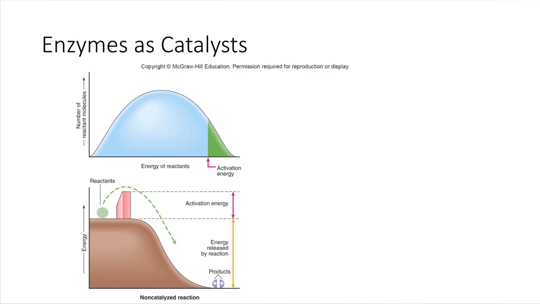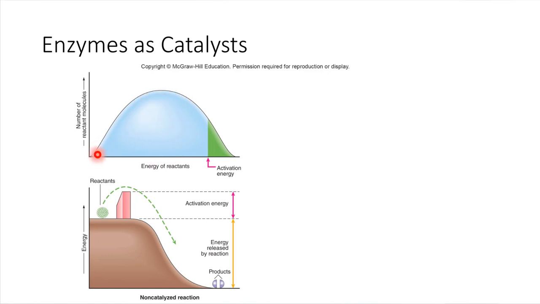So let's start just by thinking about a general reaction. Anytime we have a reaction taking place between molecules, it's relevant to think about energy. How much energy do the molecules have, and which ones have it? If we come over to this graph, what this is representing is all of the molecules that might exist in a beaker or whatever system we're talking about. And if we think about the energy that the individual molecules have, most of the molecules will have a medium amount of energy.